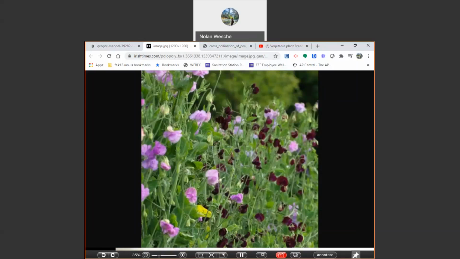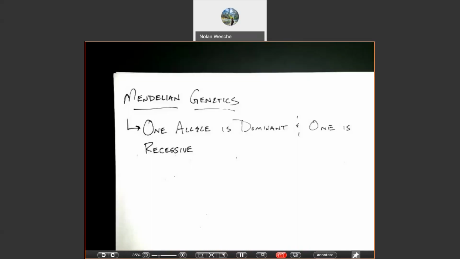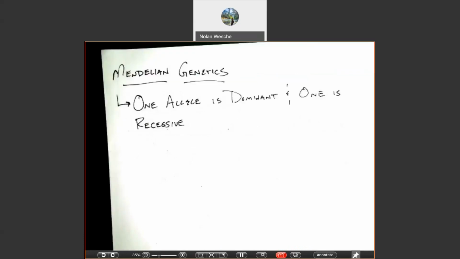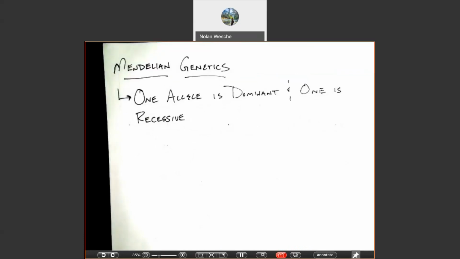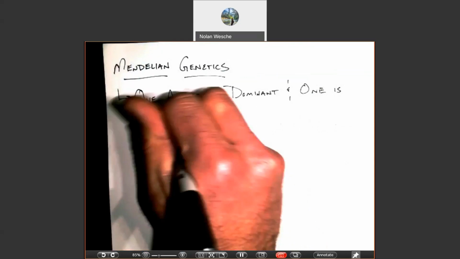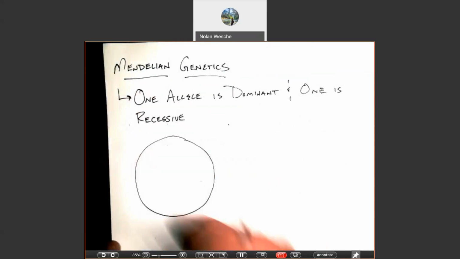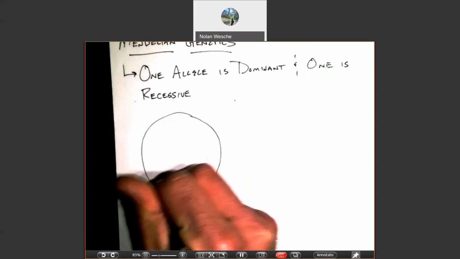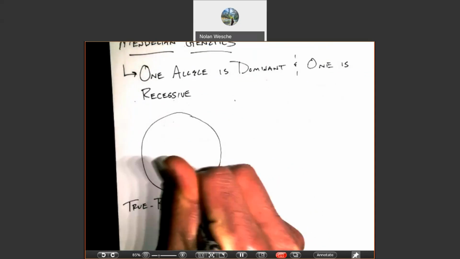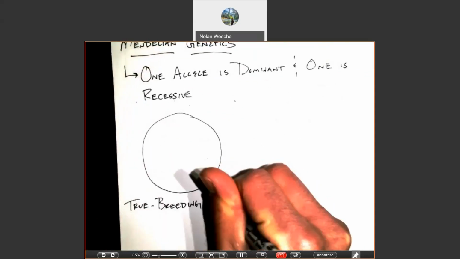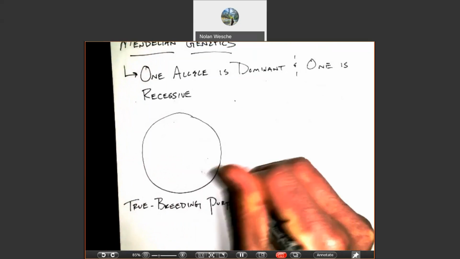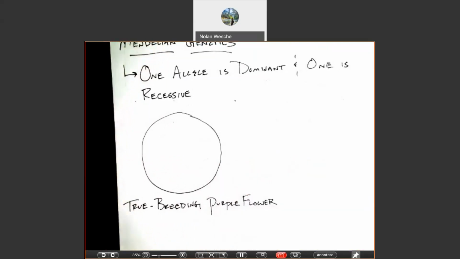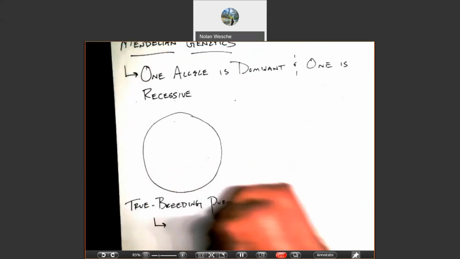What he would do is take true breeding pea plants of one variety, and cross or breed them with true breeding pea plants of another variety. So we're going to set that up and look at how that works. Let's say we take a cell from the purple plant. So this is a true breeding purple flowered plant. And you're going to see this word true breeding quite a bit. True breeding means that this plant is homozygous.